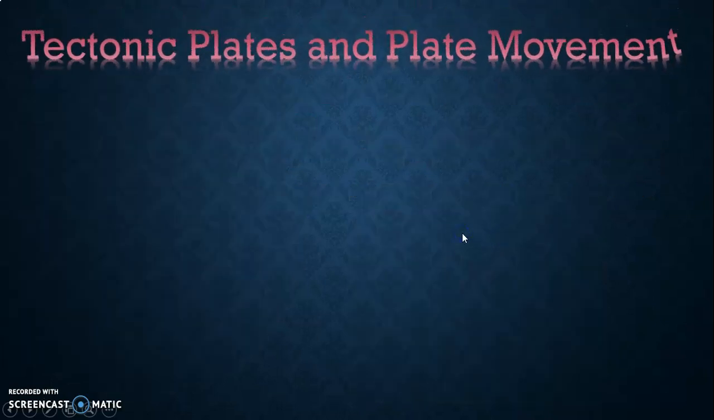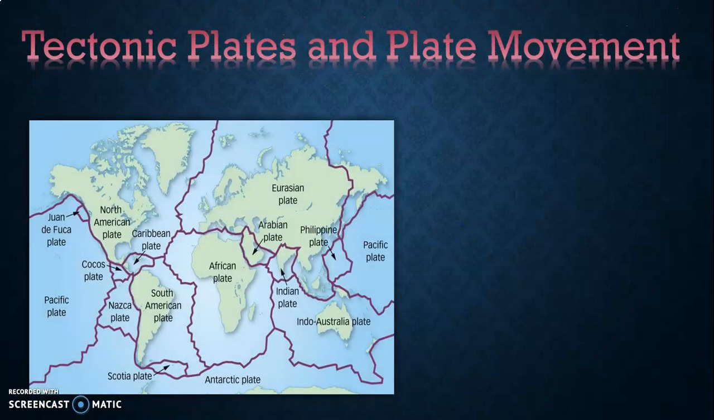Tectonic plates and movement. This is where it starts to get a bit interesting. You can see there's a picture of the world. So the Earth is divided up into plates. If you have a look at North America, there's a fault line that runs along there. That's called the San Andreas Fault. This causes a lot of earthquakes because the plates are continuously moving.